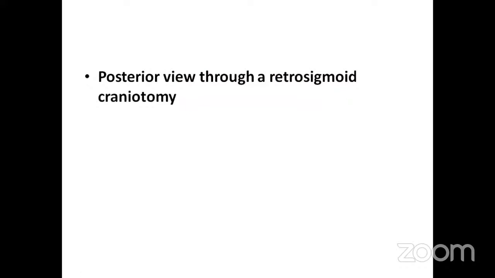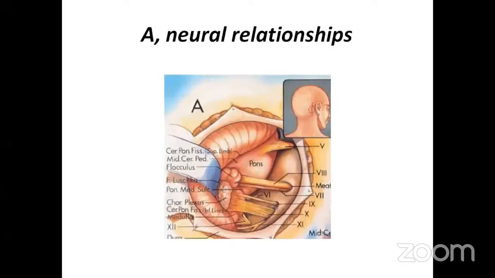Now, we will see the posterior view through a retrosigmoid craniotomy approach. The neural relationships are again, this is the 7th, the facial and the vestibulocochlear nerve, and it enters through the internal acoustic canal. This is the junction of 7th and 8th nerve with the brain stem. It lies anterior to the flocculus and anterior superior to the choroid plexus. This is the flocculus, and this is the choroid plexus.